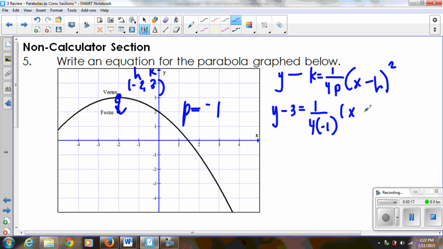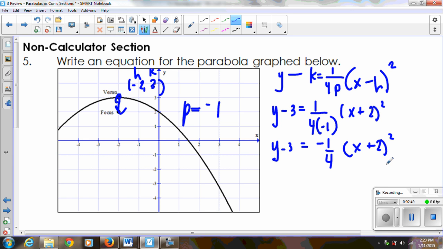Well, since h is -2, when I do x minus a -2, that's the same as saying x plus 2, the quantity squared. And then the last thing I want to do is just write it so that I can simplify that fraction. So we'll have y minus 3 is equal to -1/4 times the quantity x plus 2 squared. And just remember, if this were a multiple choice question, for example, the answer may not be of this form.